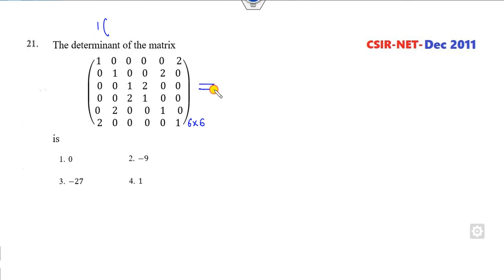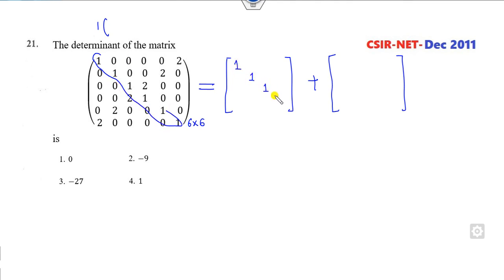What you can do is convert this matrix into the addition of two matrices. If you look at the first one, the diagonal is my 1. So I can consider this diagonal as 1, these are 6 elements, and the rest I consider as 0. If you look at another way, this is another diagonal, but on the opposite side. So 3, 4, 5, 6 are all my 0.